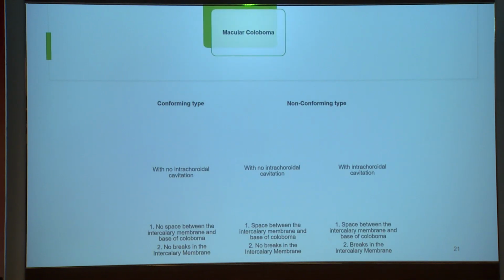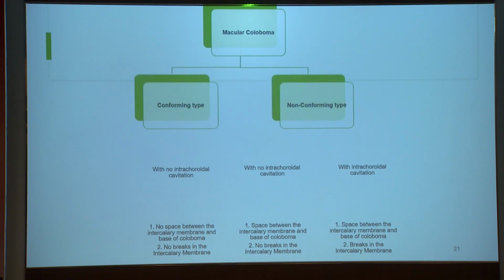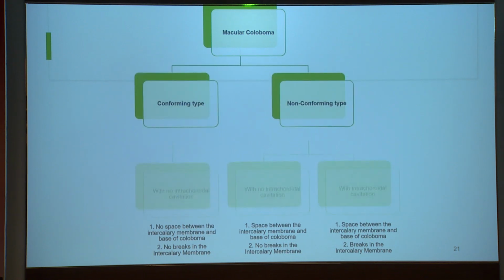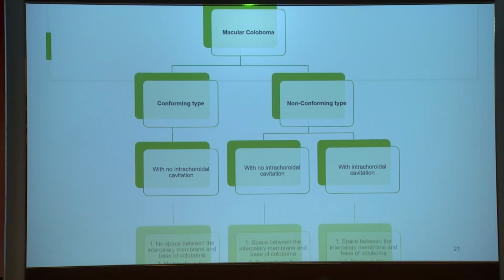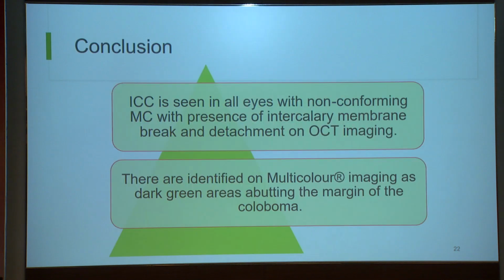So macular coloboma can be of two types, the conforming and the non-conforming type. The conforming type is further divided into the one with no intrachoroidal cavitation, and the non-conforming into the one with no intrachoroidal cavitation and the one with cavitation. It is described like I already did.